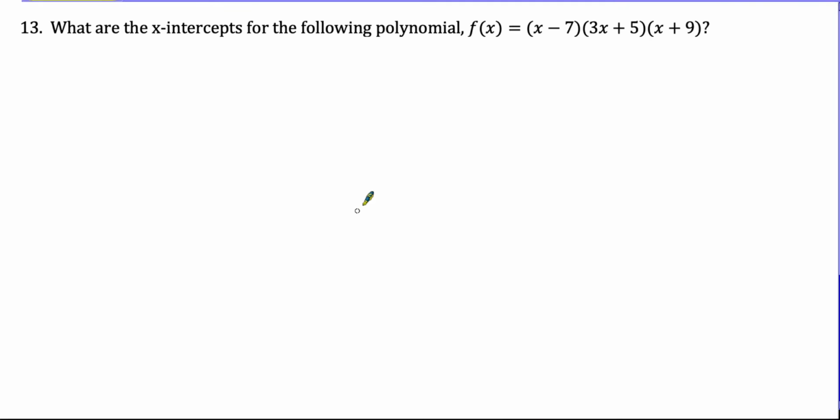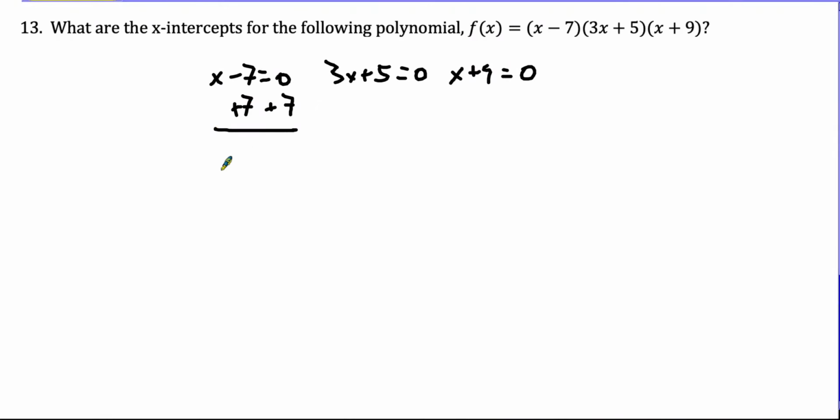On number 13, we're just going backwards from number 12. We are given the function, and we have to determine the x-intercepts. So what I'm doing is just setting each of those factors equal to 0 and solving. For the first one, all I have to do is add the 7 over, and we get that one of my x-intercepts would be at 7.